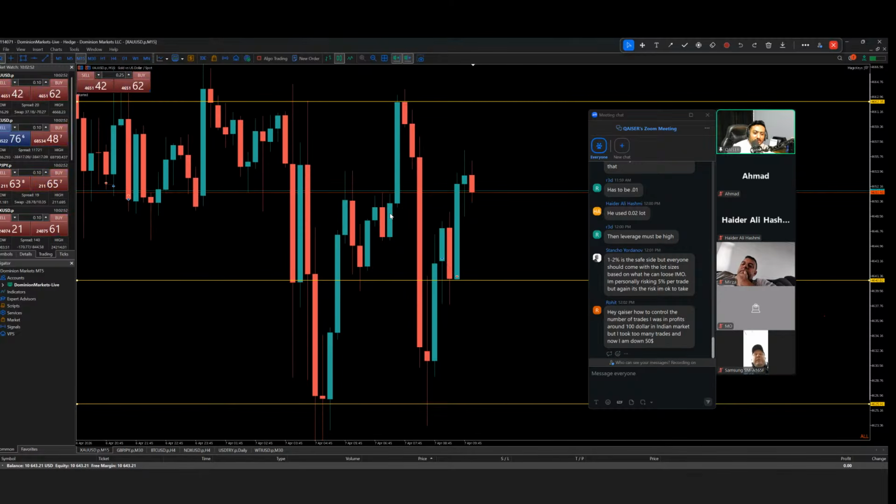How to control the number of trades? I was in profit around $100 in the Indian market, but I took too many trades and now I'm down $50. Oh, why are you not comfortable with the $100 you made?